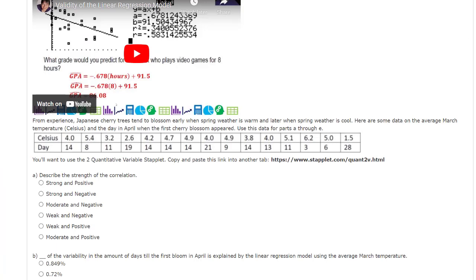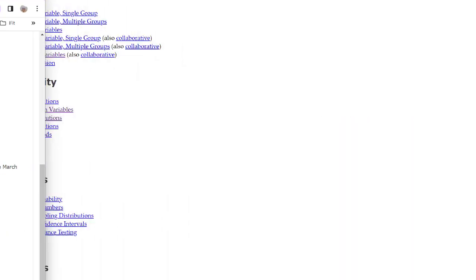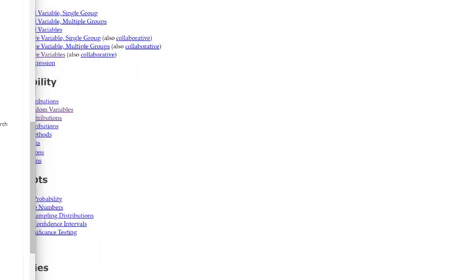All right, and here's our data. So let's first look at this. From experience, Japanese cherry trees tend to blossom early when spring weather is warm and later when spring weather is cool. Here's some data on the average March temperature Celsius and the day in April when the first cherry blossom appeared. Use this data for parts A through E. So what I'm going to do is pull this aside so I can look at the data and type it into my Snaplet.